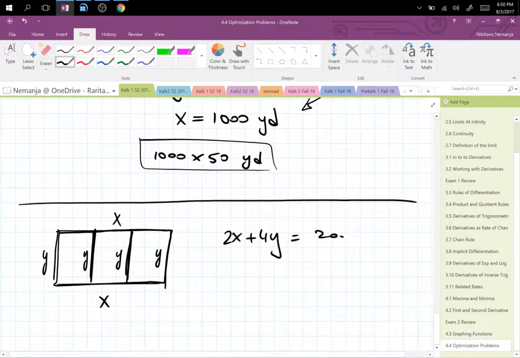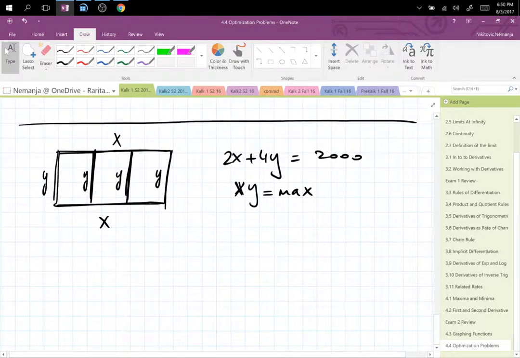You still have your 2000 yards of fence, right? It's the same farmer, same fence. And you still have xy to be a max, right? And now when you compute, the calculation is absolutely the same. So I want you to calculate this. Divide the top equation by 2 to make numbers smaller, because you can. And then plug everything in and be done. So let's see. And then we're going to do something more interesting.